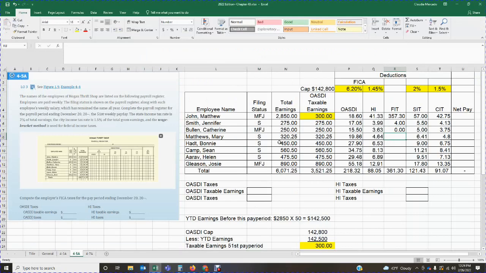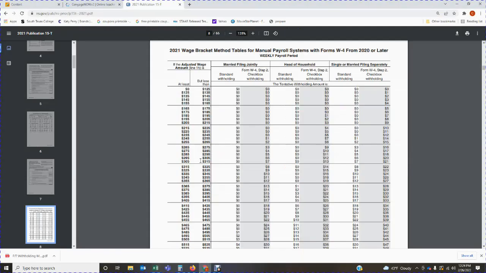Mary Matthews made $320.25 and is single. So let's go back to the table. $320.25. We're going to be looking at this tier right here. Mary is single, so we're going to run our number across, and that is going to give us $8 right there. Remember, she makes $320.25. That's that first line right there. It's $8 because she is single.